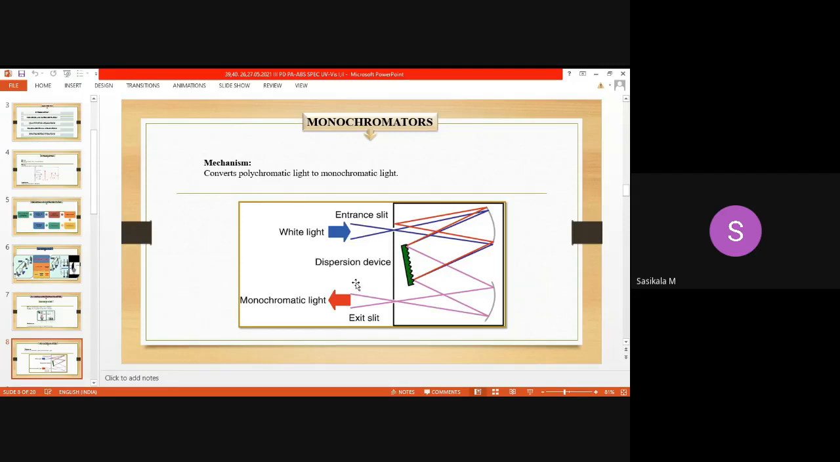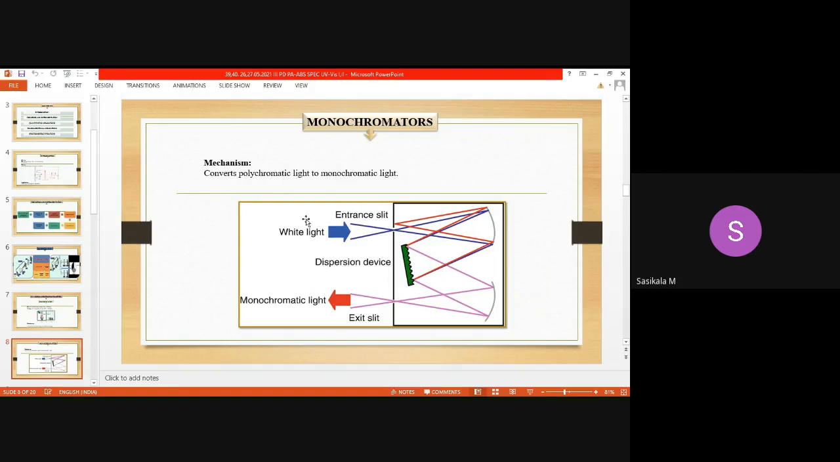Or else, if you give some range, 200 to 400 with a 5 nanometer or 2 nanometer difference, then it will give that range of radiation uniformly. So that is the role of monochromators. It will avoid all unwanted radiations, and only send the required radiation for analysis.